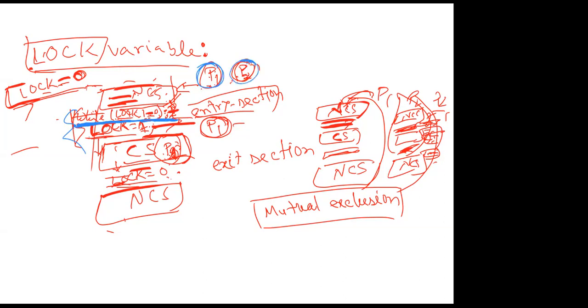Next, process P2 will be scheduled by the operating system. P2 executes the non-critical section. Then P2 will see while lock not equal 0. Lock is 0, so it executes the next line and makes the lock value 1. So P2 now enters the critical section.